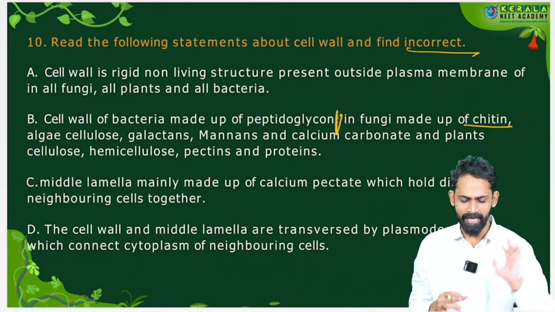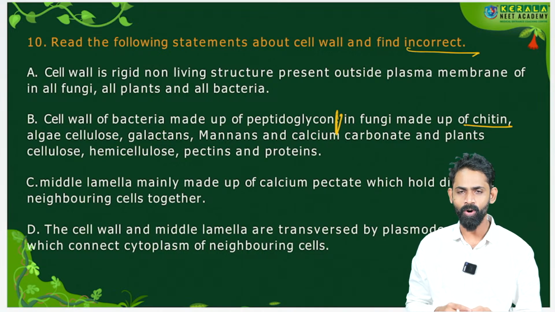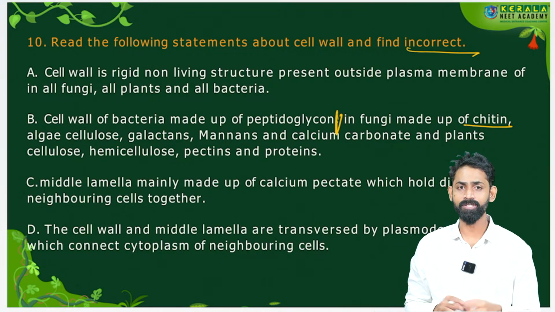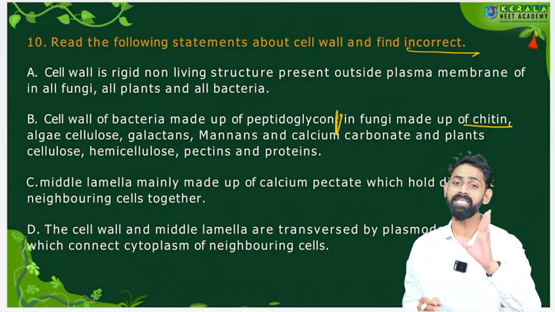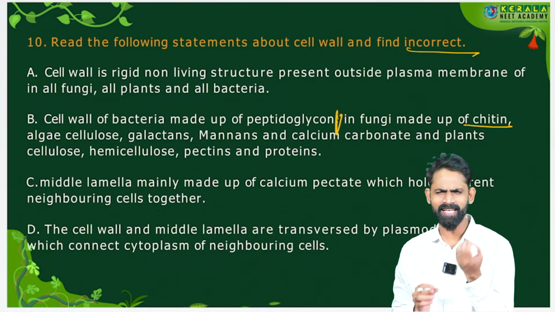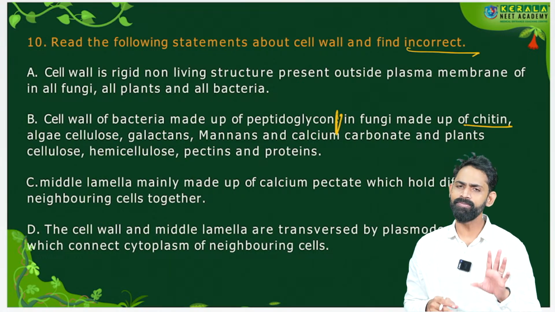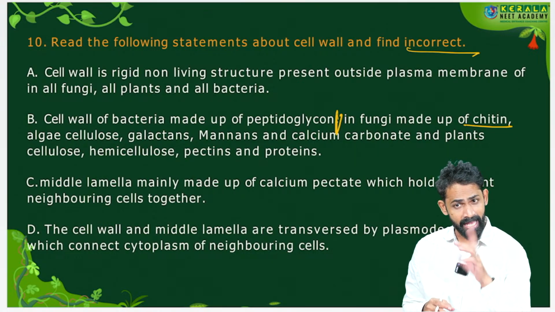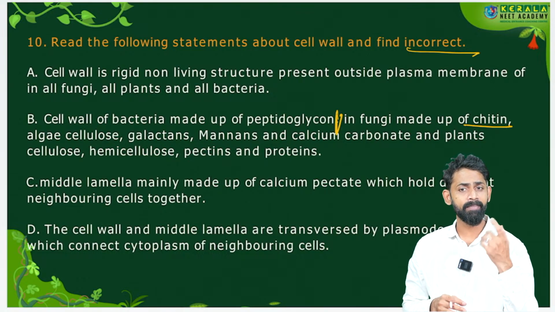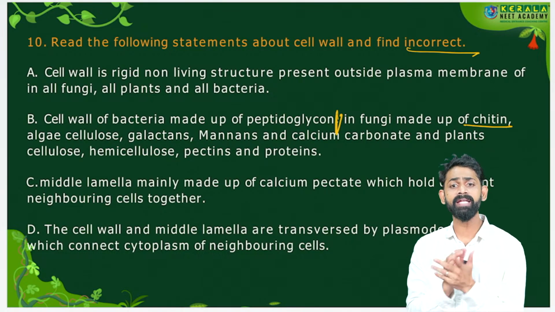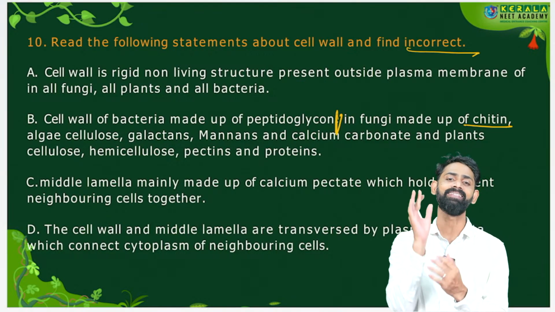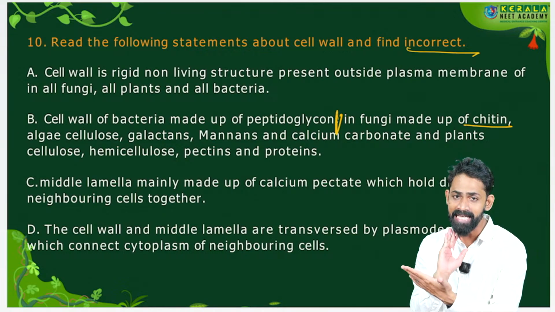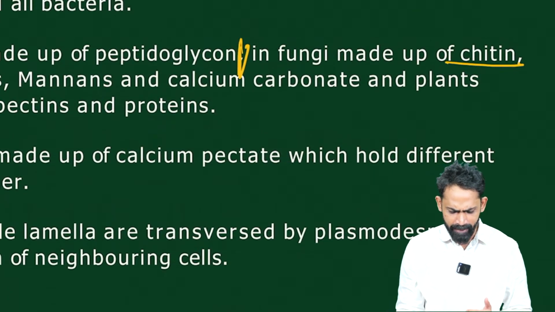Next one is the algae cell wall, made up of cellulose, galactans, polymer of galactose, mannans, polymer of mannose, and calcium carbonate also. Okay, right. Plant cell walls are made up of cellulose, hemicellulose, pectins and protein. The enzyme that causes the breakdown of the plant cell wall is called cellulase. Lysozyme, chitinase, cellulase. Okay, this statement is correct.